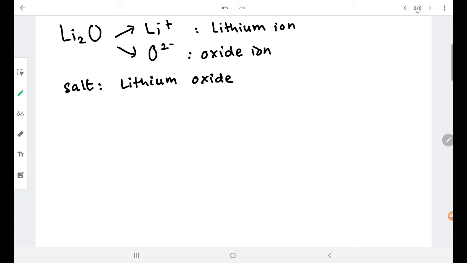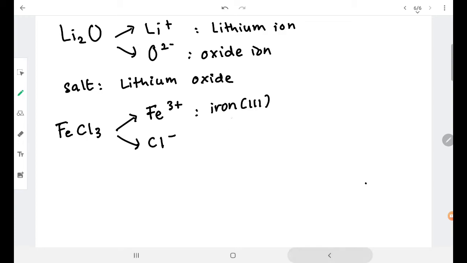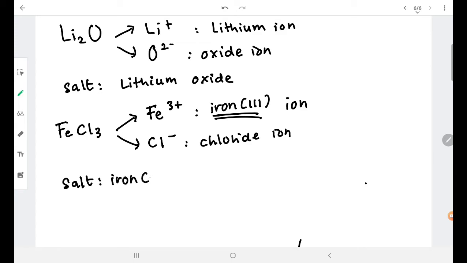Okay, next, when we have FeCl3. So FeCl3 consists of Fe3 plus and Cl minus. So Fe3 plus is iron 3. So remember, there is no space between iron and 3 here. So iron 3 ion and chloride ion. So the name of this salt is iron 3 chloride.